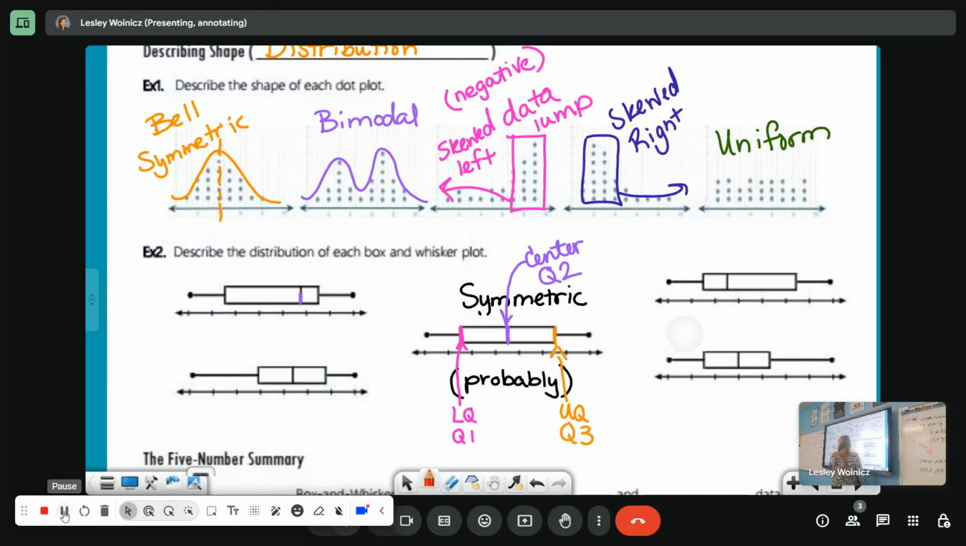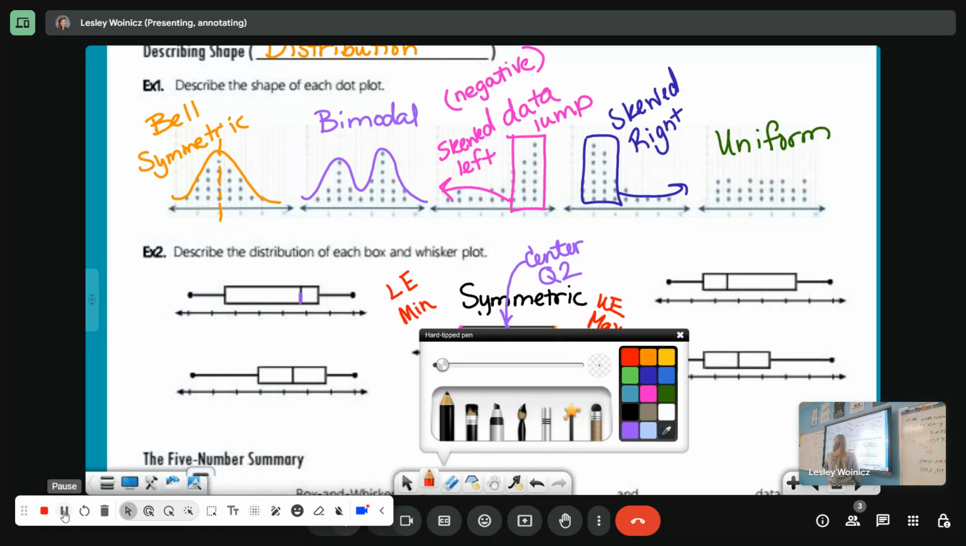All right, down here on the end, you have your minimum, also known as your lower extreme. What do you think is on the other end? The max, you got it. Or the upper extreme. Okay, what do you remember about the median? Oh, the center is also called the median. Let's add that too.